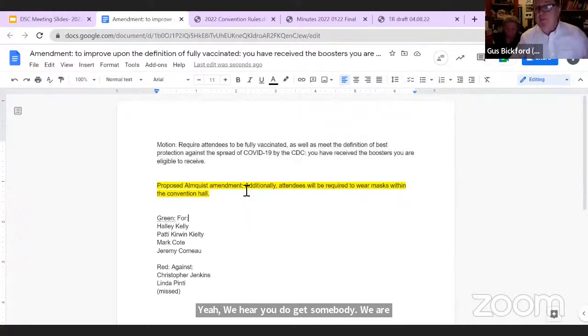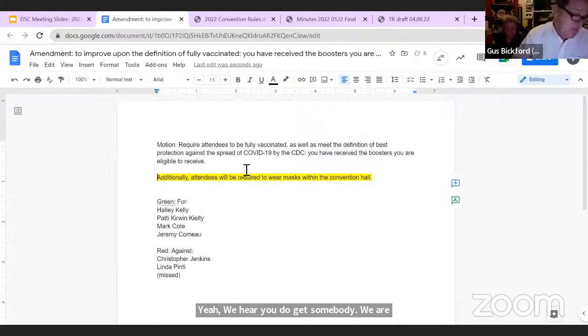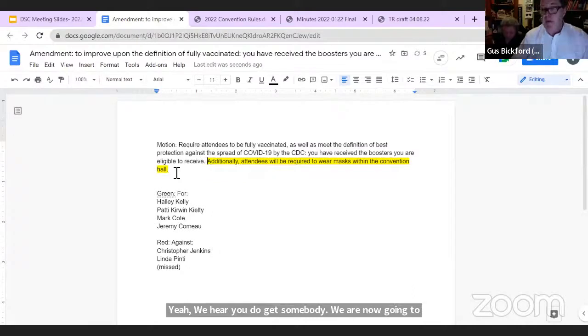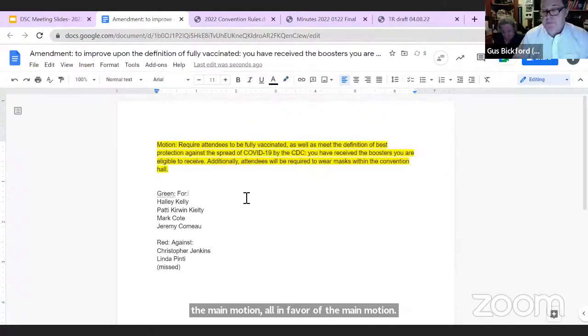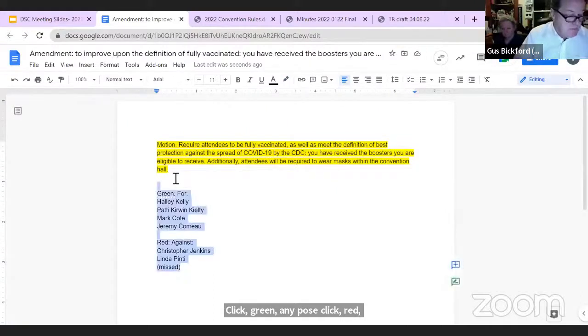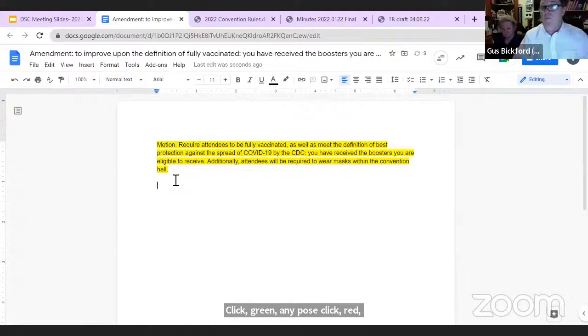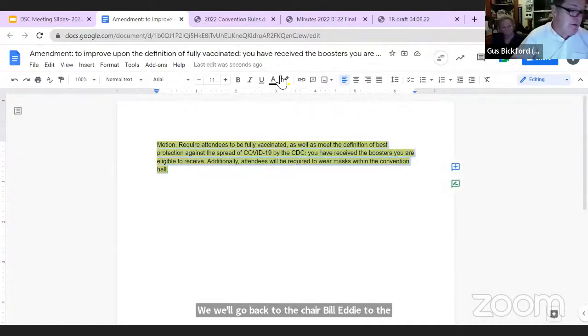We are now going to the main motion. All in favor of the main motion, click green. Any opposed, click red. Okay, the motion is passed. We will go back to the chair, Bill Eddy, to the second part of the Rules Committee report.